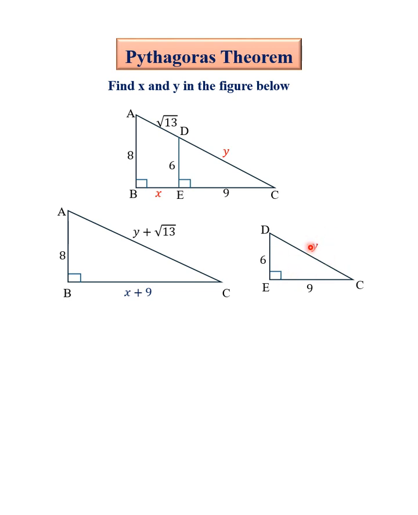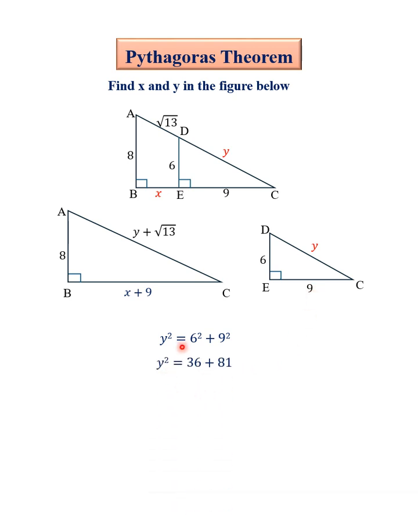So let's start with the smaller triangle. We're going to find the value of y using Pythagoras theorem. y is the hypotenuse, and so the square of the hypotenuse is equal to the sum of the squares of each of the other sides. So we can say y squared is equal to 6 squared plus 9 squared.